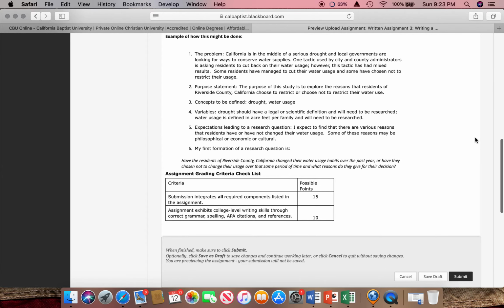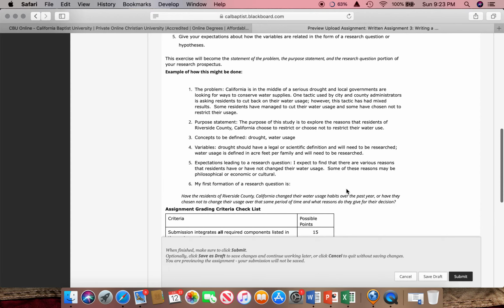My first formation of a research question is: have the residents of Riverside County, California, changed their water usage habits over the past year, or have they chosen not to change their water usage over that same period of time, and what reasons do they give for their decision? So you can see that I'm very specific in my location. I'm very specific over the period of time. They either have or they haven't, and they're going to give me an explanation why. So you can see that those are the six parts that we're looking for.